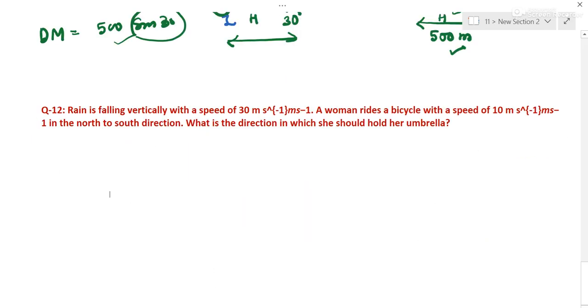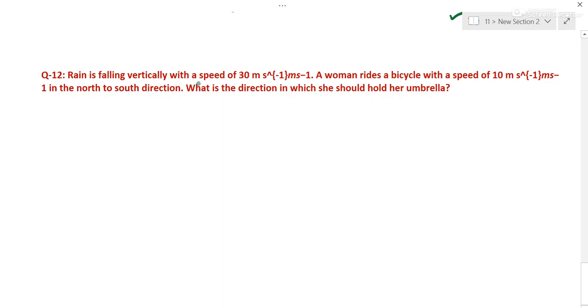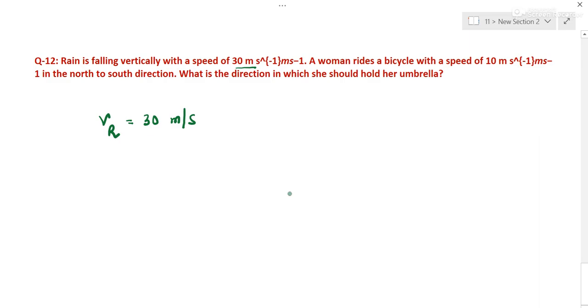Let us see this. Rain is falling vertically with a speed of 30 meter per second. So this is velocity of rain, speed of rain. And it is falling vertically down. So we can show here. This is vertically down. This is not south. This is vertically down. So this is my velocity of rain. Up to here is speed of rain.